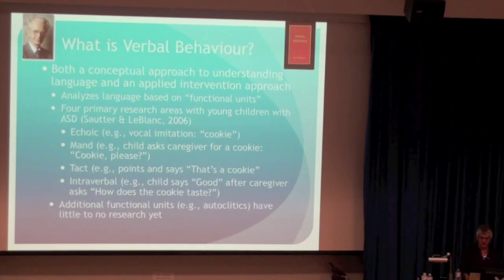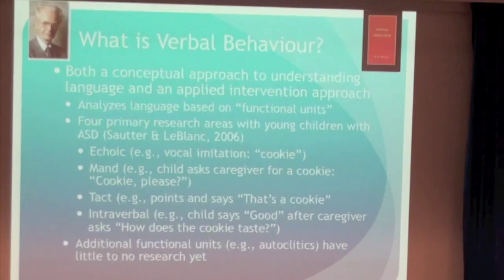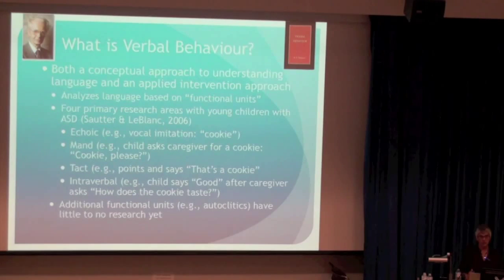But Skinner's idea was that we can consider language in functional units, which is kind of a combination of form and use, as May described it. And in autism, there are four primary areas where the research has focused. The research has focused very much on what Skinner called echoics. The word that you and I would use is imitation, right? You have to have jargon to be a respectable profession.